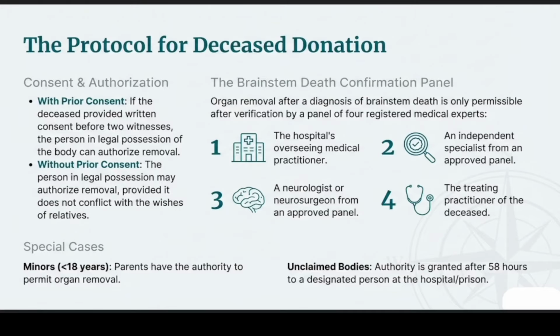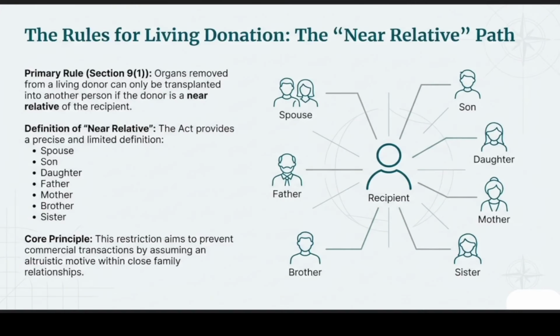Now, rules of living donation, the near relative path. There is a primary rule under Section 9 clause 1. It says that organs removed from a living donor can only be transplanted to another person if the donor is a near relative of the recipient. What exactly does near relative mean? Either a spouse, son, daughter, father, mother, brother or sister.